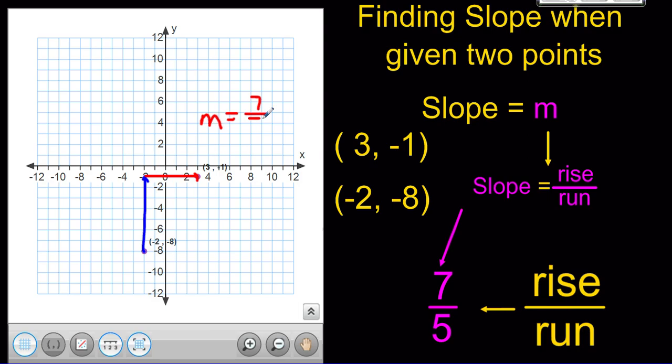And I know some of you are probably thinking, but this is an improper fraction. But when we write it as slope, we like to keep it as an improper fraction. Could you convert it to 1 2/5 or 1.4? Sure, you could. But it's just going to work out better with your different equations, or if you do slope-intercept form or point-slope form, to keep it as an improper fraction. But that's how you find the slope of a line when given 2 points.